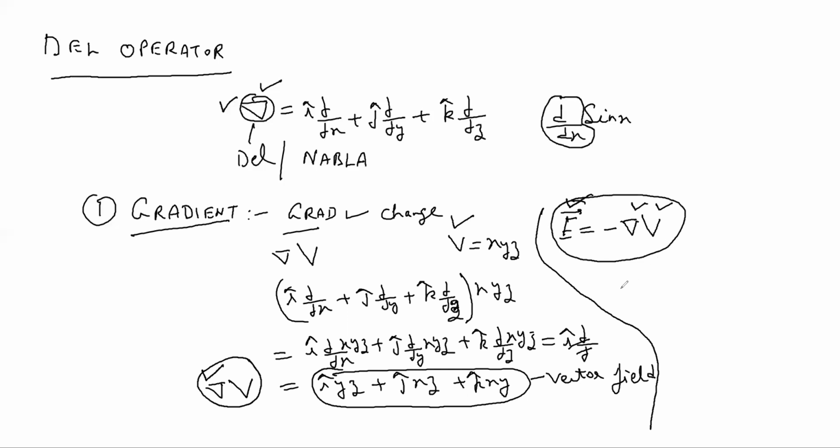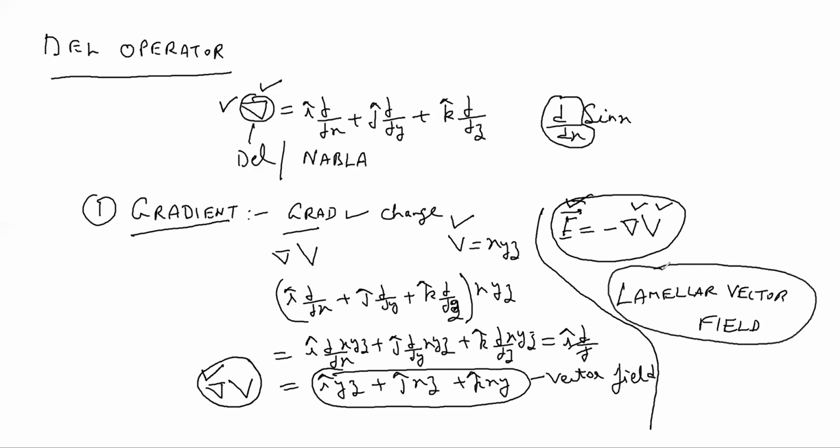Such types of vector fields are known as lamellar vector field. The vector fields we obtain after the operation of del on a scalar field are known as lamellar vector fields.